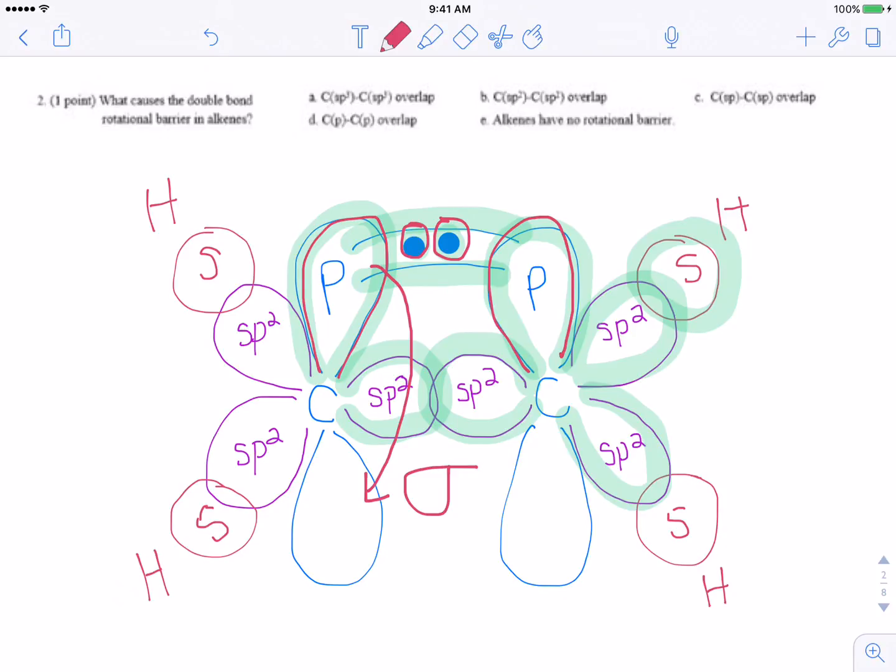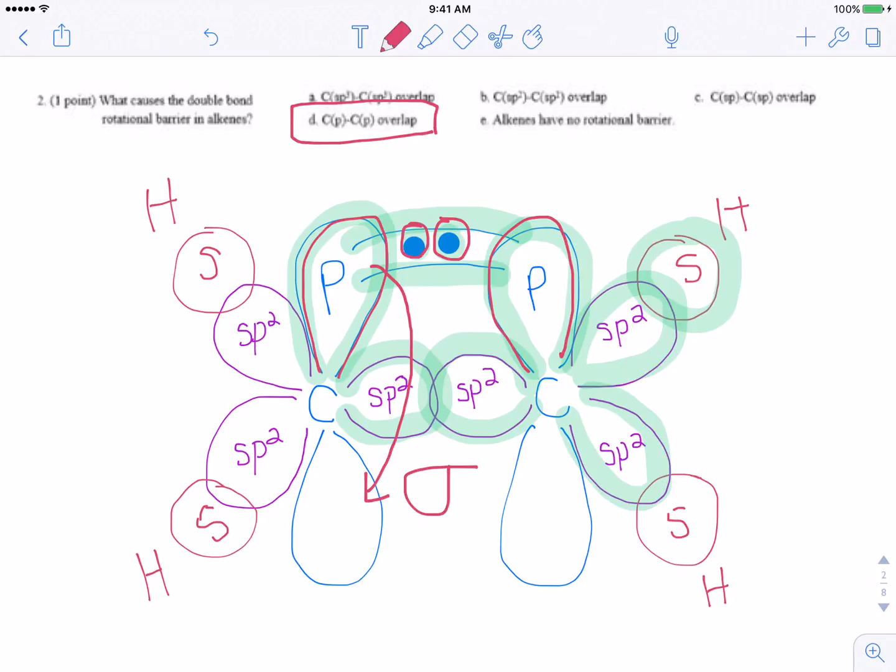So if we go up to the question, we're determining what the cause is for the double bond rotational barrier in the alkene, which I just said would be D, the carbon p to carbon p overlap. So we can just go over the rest of the answers to cross them out.